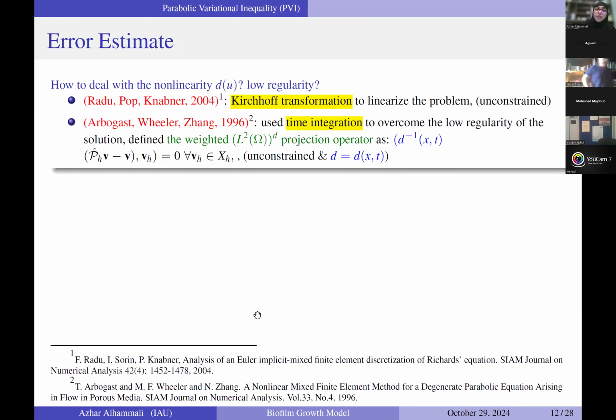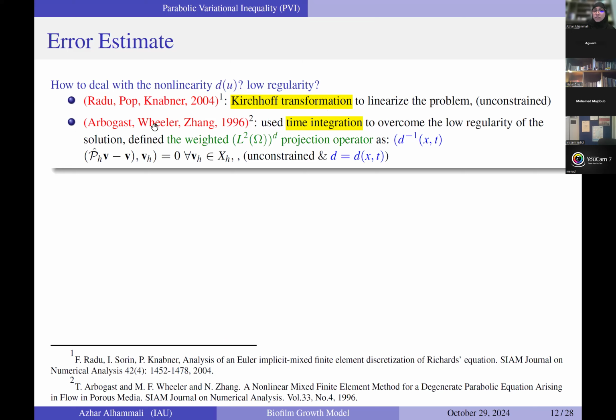Now for the error estimate, as I mentioned earlier, we have some challenges here. The major one is how to deal with the nonlinearity of the diffusivity. We found that this paper linearized their unconstrained problem using the Kirchhoff transformation. We've also seen that this technique was suggested in this paper as well. Okay, so we follow this technique. Also, this paper suggested using a time integration to overcome the low regularity of the solution, so we use it as well.